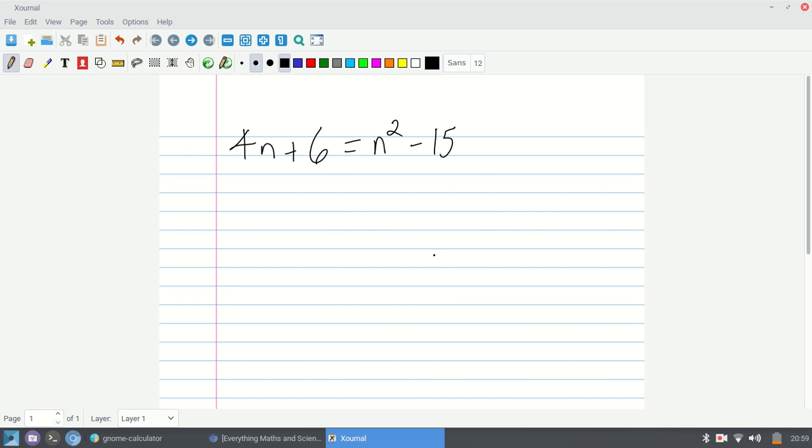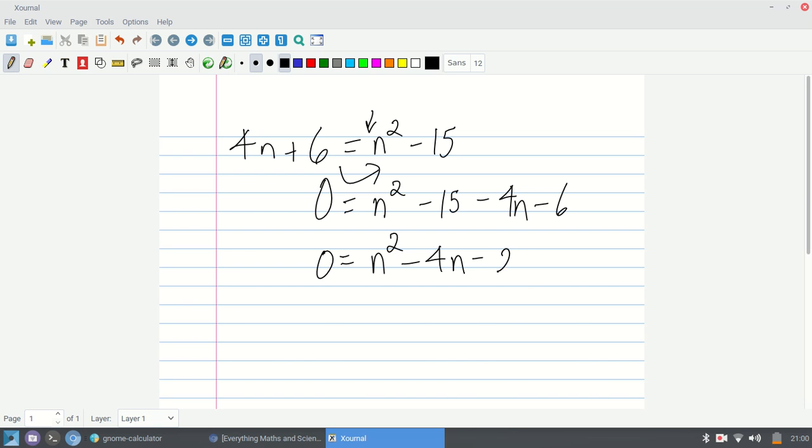Find the number. Okay, well, this is a quadratic, so I'm going to move everything over to this side because that has a positive n squared. So n squared minus 15 minus 4n minus 6. 0 is left on the other side, right? We're solving a quadratic equation. So n squared minus 4n minus 21.